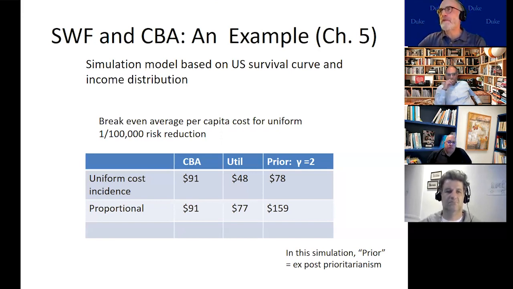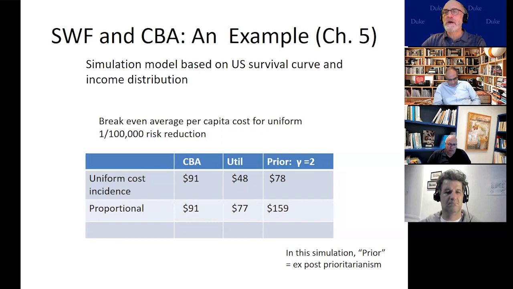That's something that demographers collect every year for the whole US population, looking at each age, basically, what percentage of the age group dies during the year. So based upon that information, you can construct a survival curve. I took that and then information about the income distribution and built this simulation model.